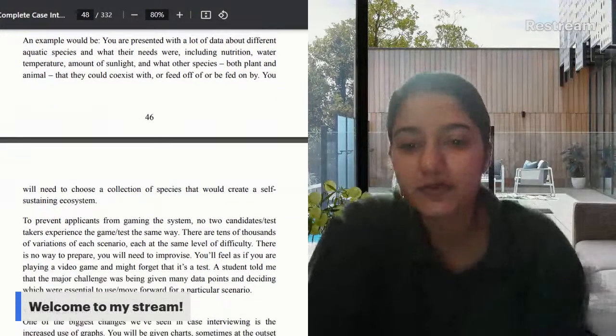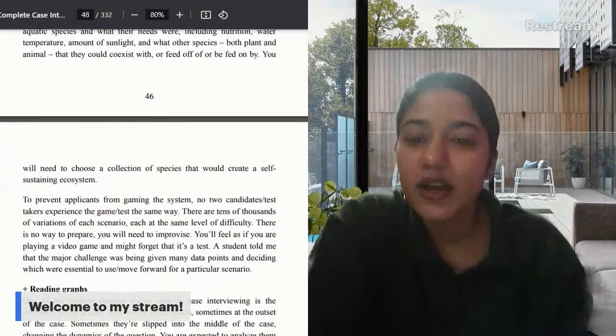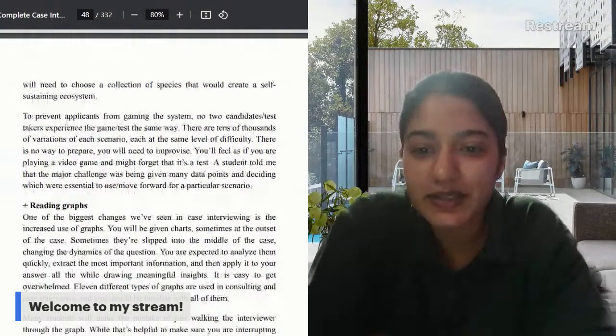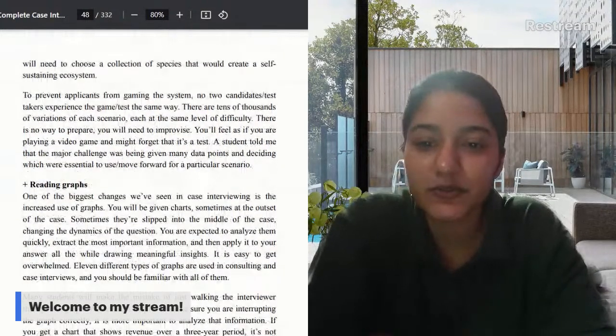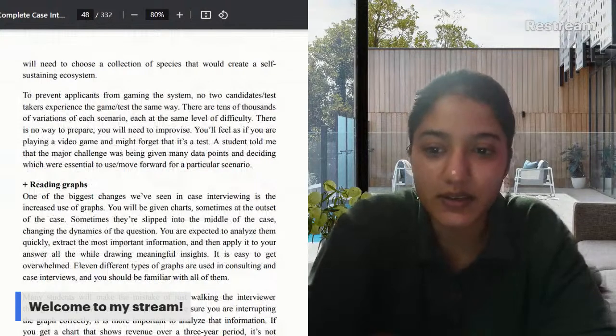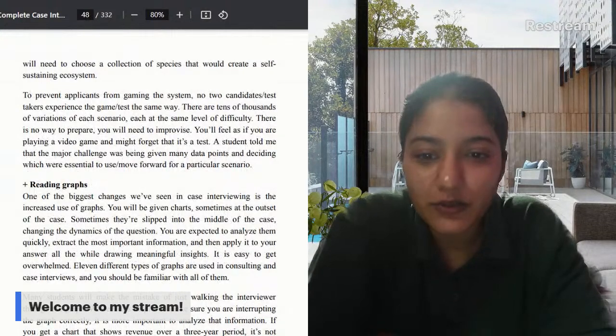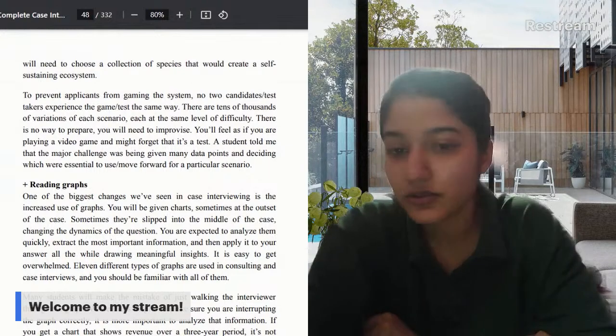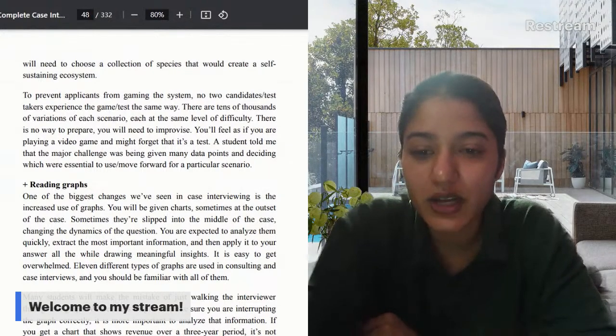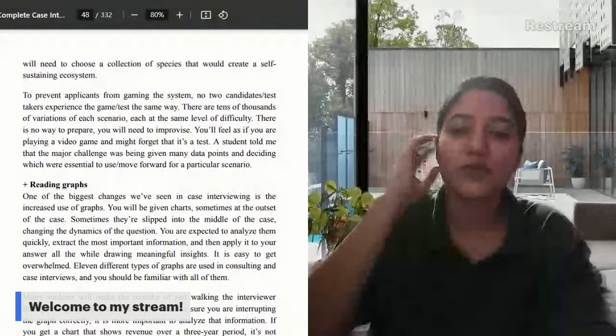To prevent applicants from gaming the system, no two candidates, test takers, experience the game test the same way. There are tens of thousands of variations of each scenario, each at the same level of difficulty. There is no way to prepare. You will need to improvise. You feel as if you're playing a video game and might forget that it's a test. A student told me that the major challenge was being given many data points and deciding which were essential to use to move forward for a particular scenario. Reading graphs.